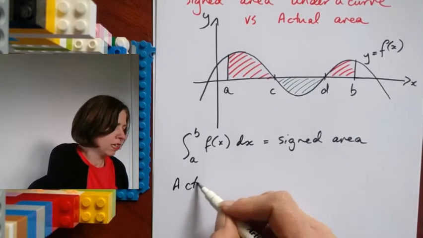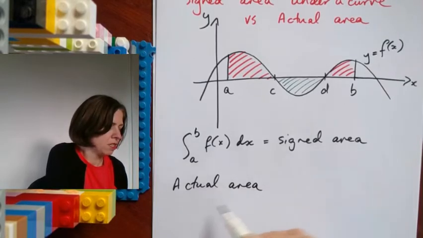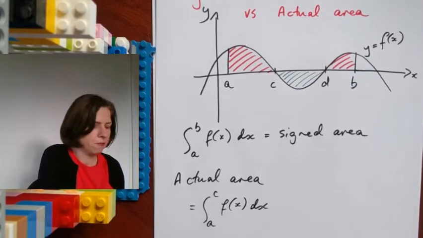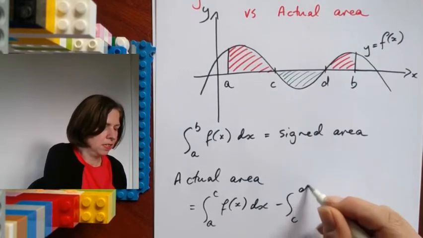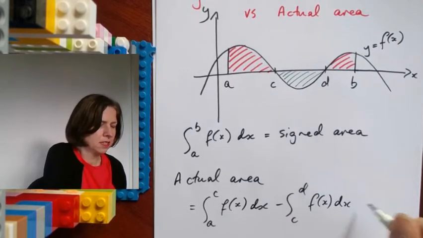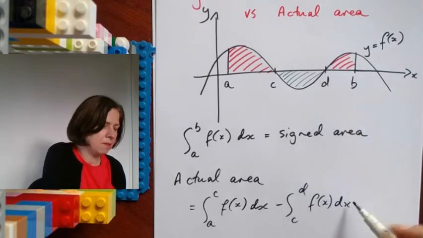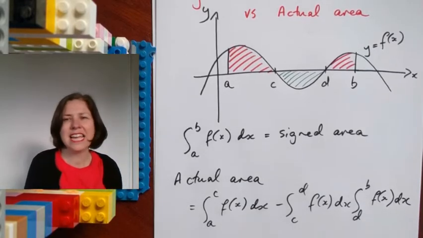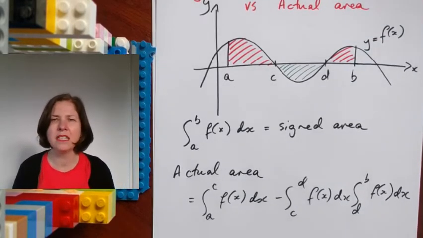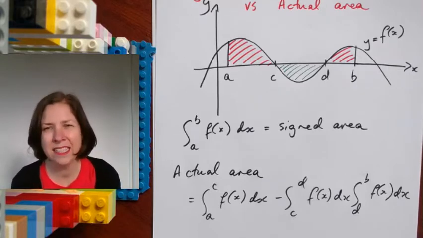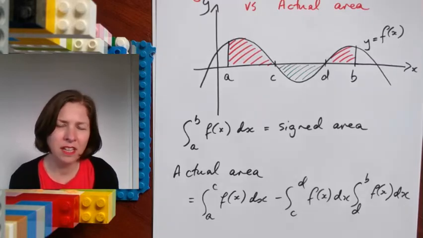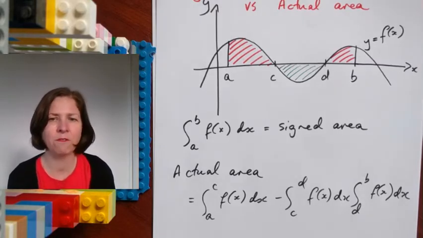So the actual area is going to be this. I'll go from a to c, f of x dx. Then I'll subtract from c to d of f of x dx. And then I'll need to add from d to b of f of x dx. And each time you see an integral of this kind, you're going to have to think, well, where does the graph cross the x-axis? Because if I need to calculate the area, then the area under the curve is going to give me a negative value.